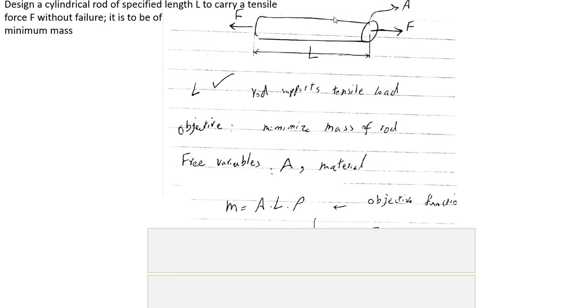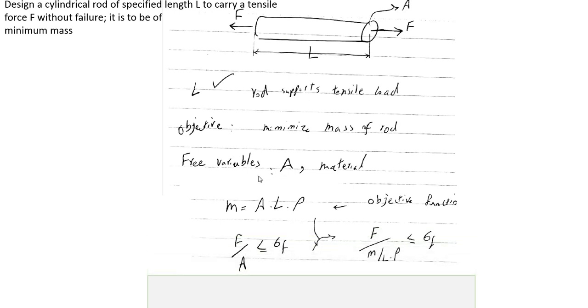So the stress in different cross sections of the rod should be smaller than the failure strength of the material. That's what we show here. So F over A, which is the stress, should be smaller than the failure strength. If you combine this and remove parameter A from these two relations, we end up with the new relation that you can see: force divided by mass over length times density should be smaller than sigma F.